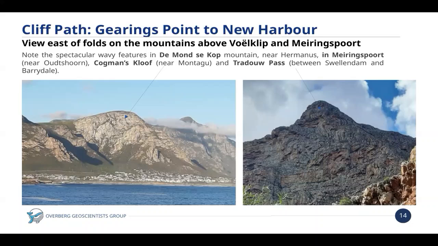And if you go even further afield, 400 kilometers away, you can see the different type of folding and the different examples of folding, almost recumbent and vertical folding that takes place in places like Meiringspoort. My favorite is Severbeekspoort out there towards Ladysmith. Some really, really beautiful folding.